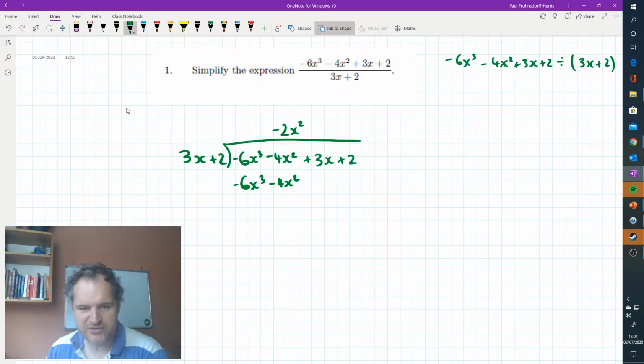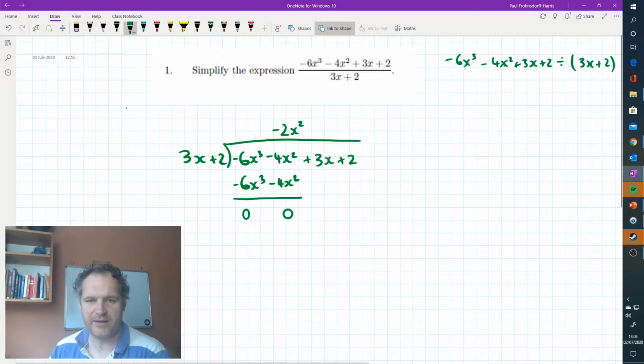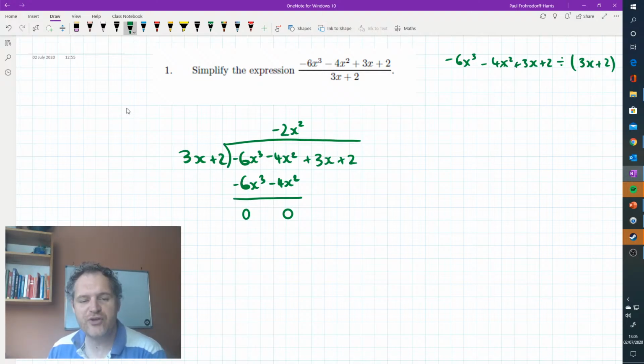Now, it might be misleading because you're thinking, well, I've already got the thing I want here. That won't always be the case. But if we do a subtraction here, minus 4x squared minus minus 4x squared, we get the 0 that we're expecting here, but we also get a 0 here. That means I bring down, I need 0x squareds, so I'm going to put plus 0. And that's going to give me 0 and 0.